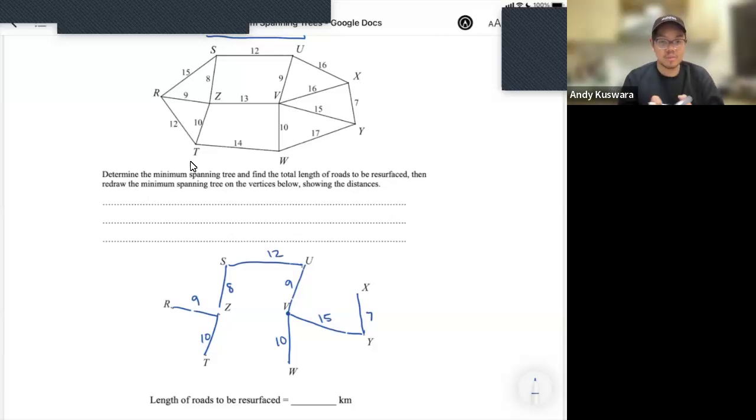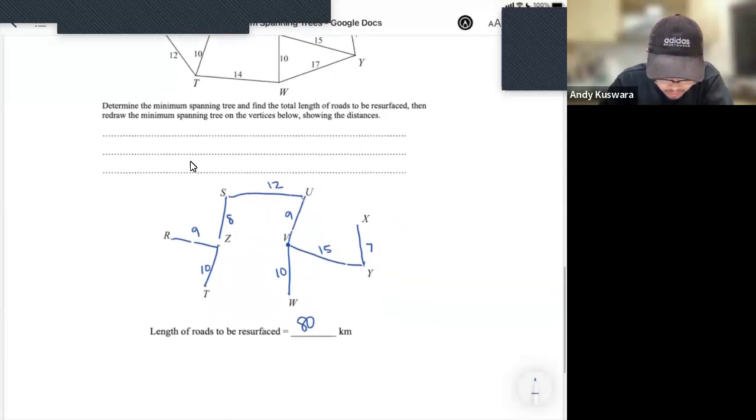So the length of roads to be resurfaced, add it together, 9 plus 10 plus 8 plus 12 plus 9 plus 10 plus 15 plus 7. And it should be 80 kilometers worth of roads. Okay. There it is. We've redrawn it.